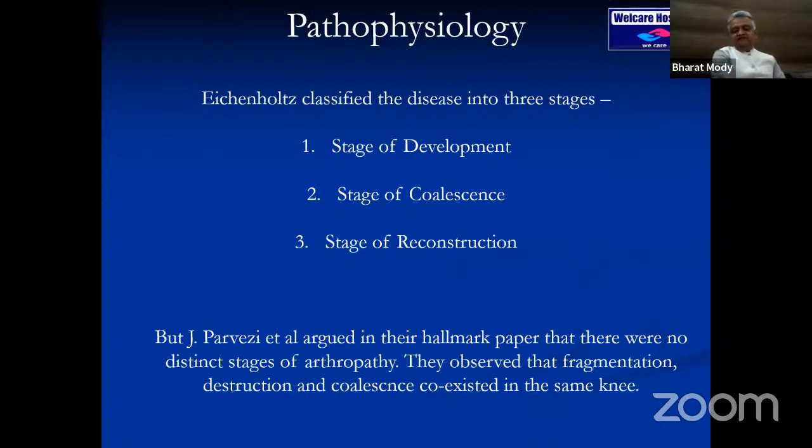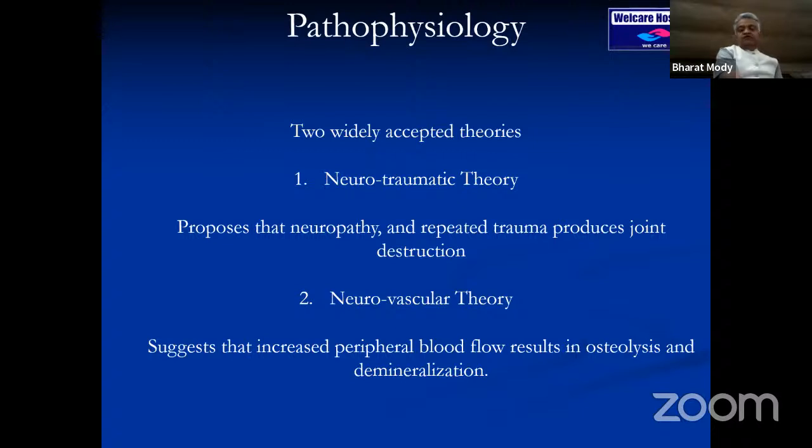Eichenholz classified the disease into 3 stages: the stage of development, stage of coalescence, and stage of reconstruction. But recently, Parvezi argued in their hallmark paper that there were no distinct stages of arthropathy. They observed that fragmentation, destruction, and coalescence coexisted in the same knee. And I would tend to agree with Parvezi based on my own experience over the years of encountering these sort of joints. But in any case, it makes it easier for a beginner to understand what is meant by the stage of development, coalescence, and reconstruction.